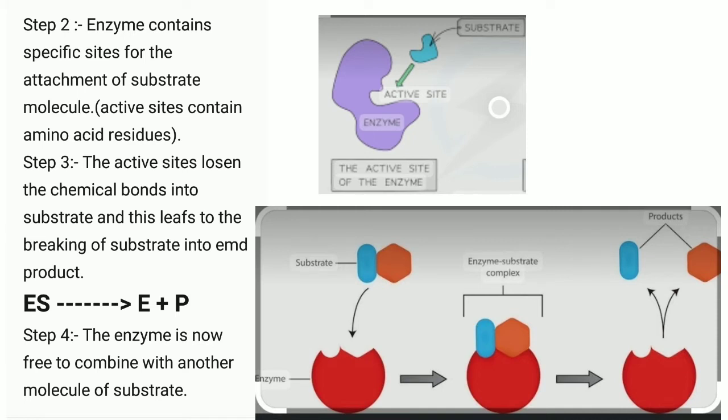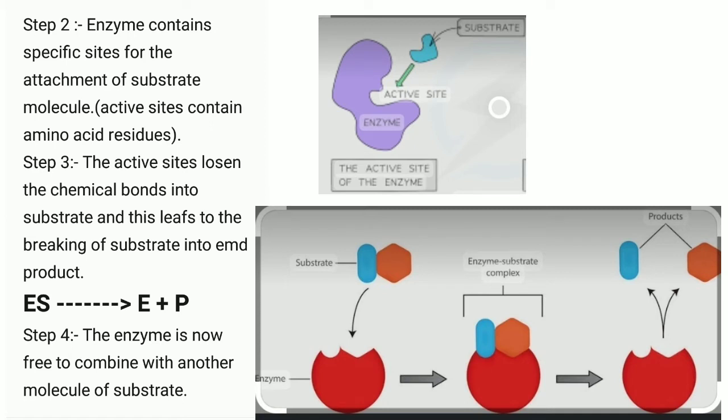Step 3. The active sites loosen the chemical bonds in the substrate, and this leads to the breaking of substrate into end product. ES is the enzyme substrate complex, E is the enzyme molecule, and P is the end product.